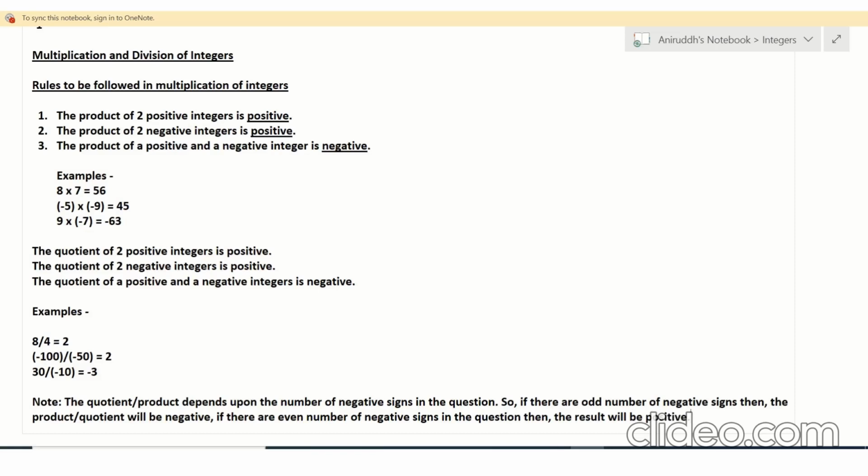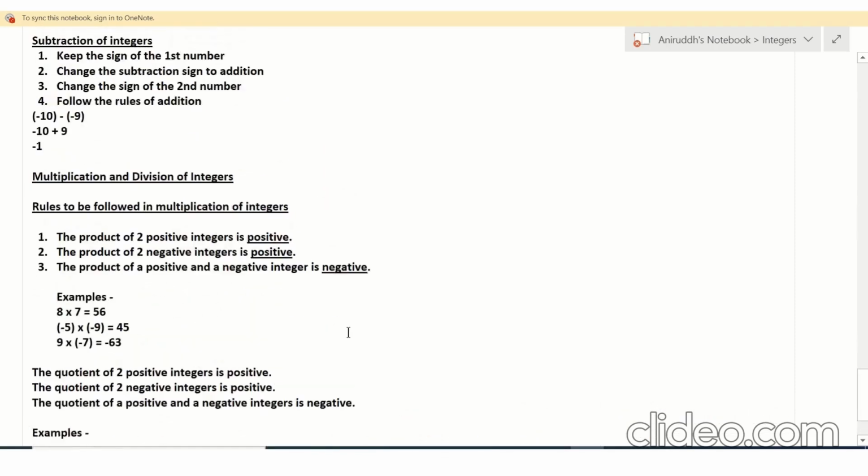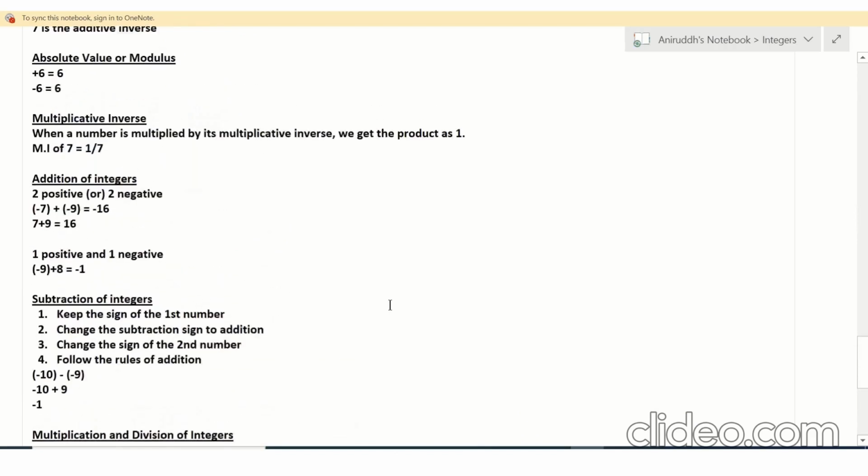So this is multiplication and division of integers. This completes our chapter integers.